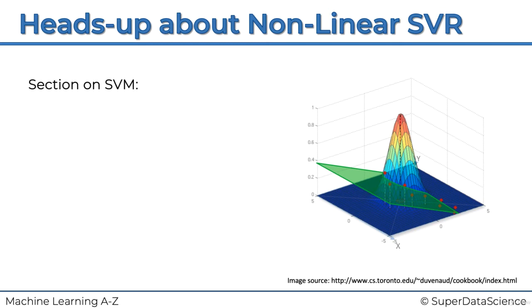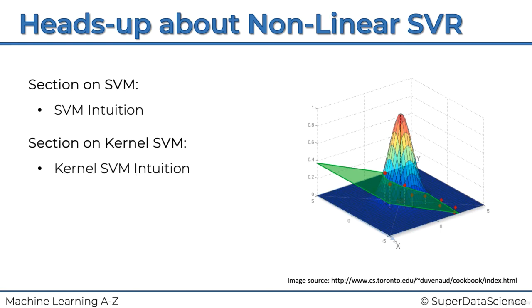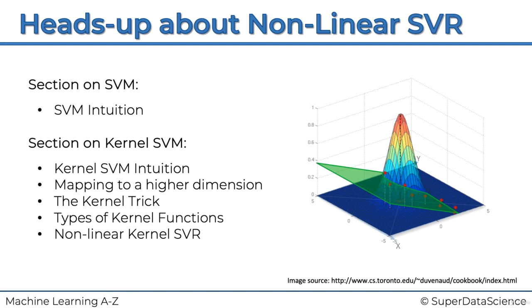First, in the section on SVM, you'll find a tutorial called SVM Intuition. That's an essential tutorial in the steps to getting to kernel SVR or non-linear SVR. Then in the section on kernel SVM, the following section, in the part of the course to do with classification, there's a tutorial called Kernel SVM Intuition. Then there's mapping to a higher dimension, the kernel trick, types of kernel function, and finally non-linear kernel SVR. As you can see, it's quite a complex topic, and it comes at the very end of this list.